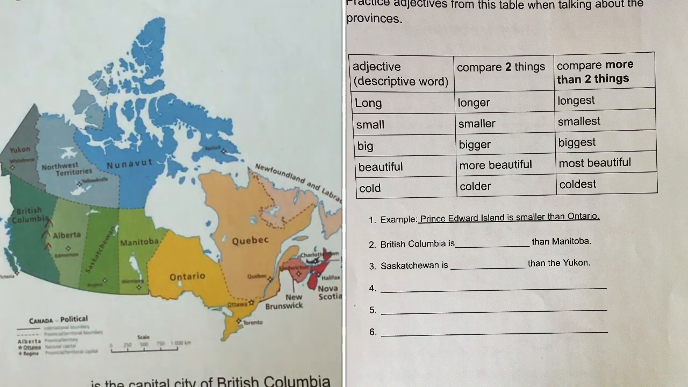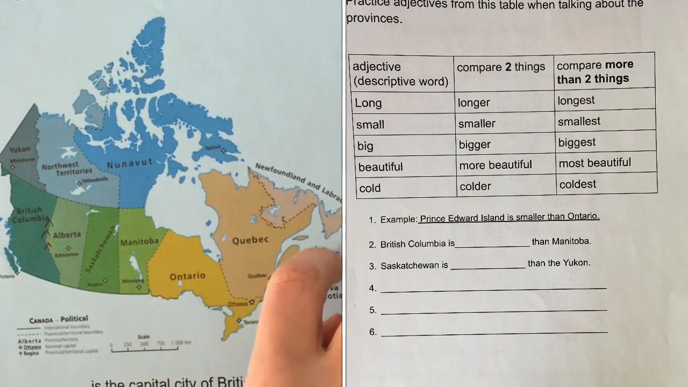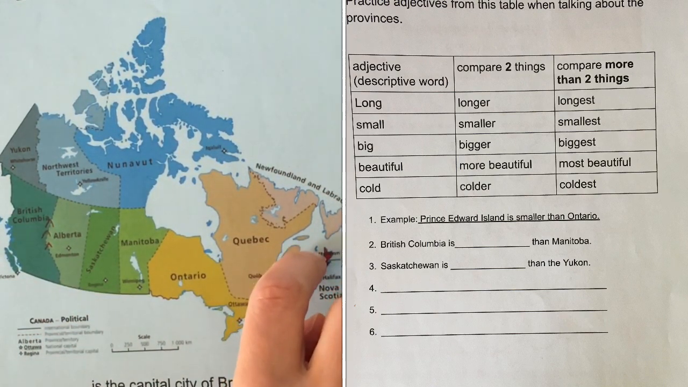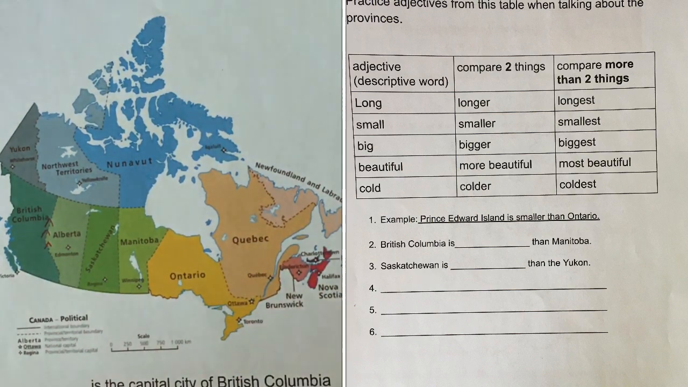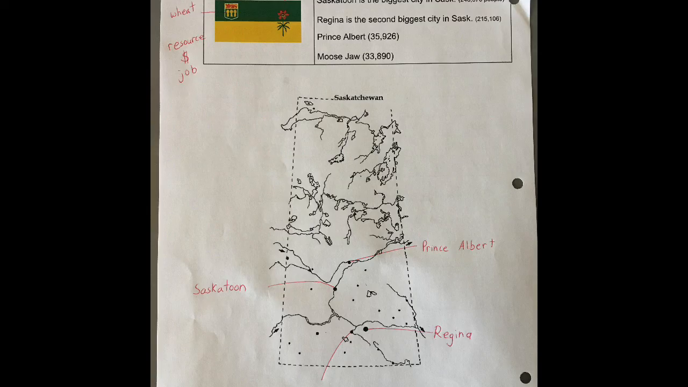Number 5. Prince Edward Island is the smallest province. And students, for number 6, I want you to think of a new sentence. Okay, students, now I want you to look in your book at page 11 in your Canada book.